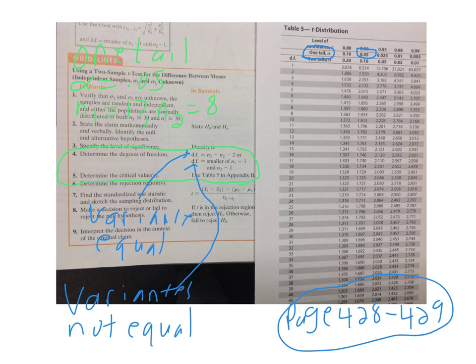What you want to look at is on page 428, 429. I copied this from page 429, and this is table 5 that refers to. And I've kind of circled here, you will determine the degrees of freedom to find the critical values.